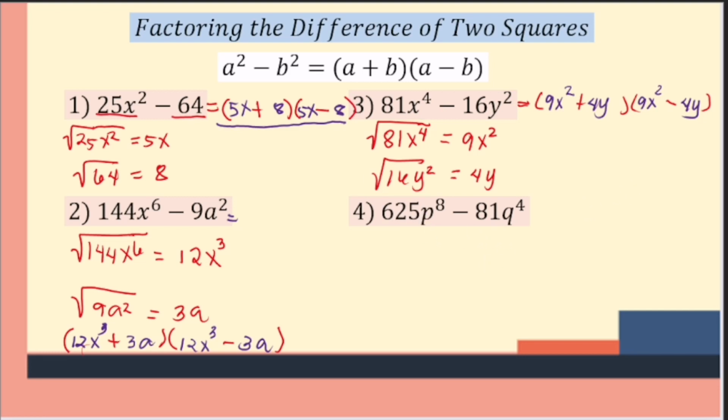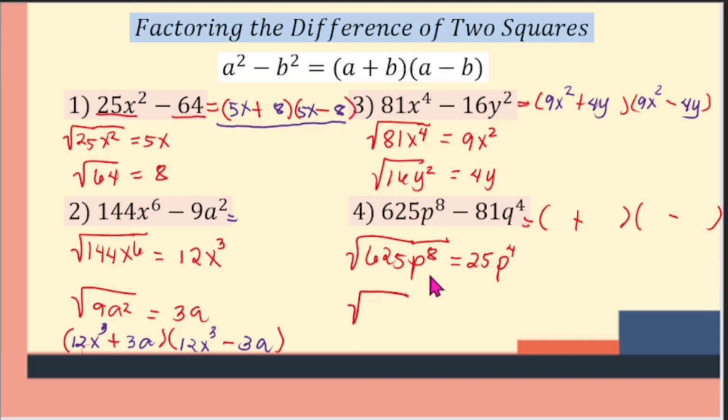And then lastly, we have 625 p raised to 8 minus 81 q raised to 4. So, maglagay ng dalawang parentheses, plus and minus sign, then get the square root of the first term. So, 625 p raised to 8. Ano ang square root ng 625? That is equal to 25. Kasi 25 times 25 equals 625. Okay po? And then, ang square root naman ng p raised to 8 is equal to p raised to 4. Kasi p raised to 4 times p raised to 4 equals p raised to 8.